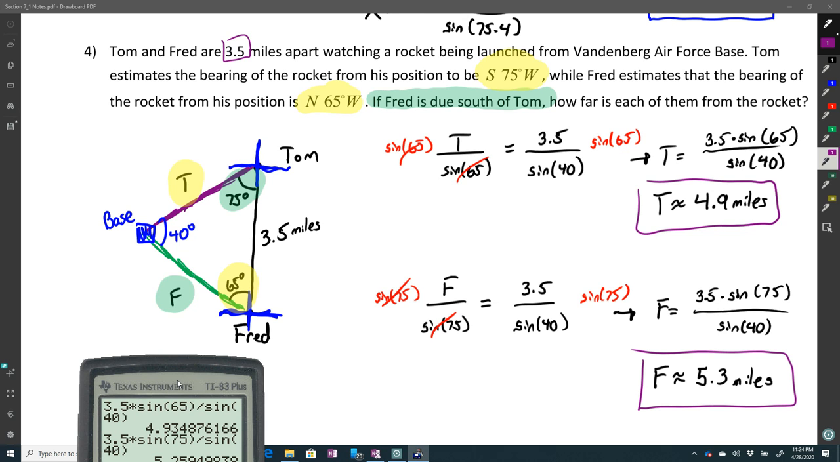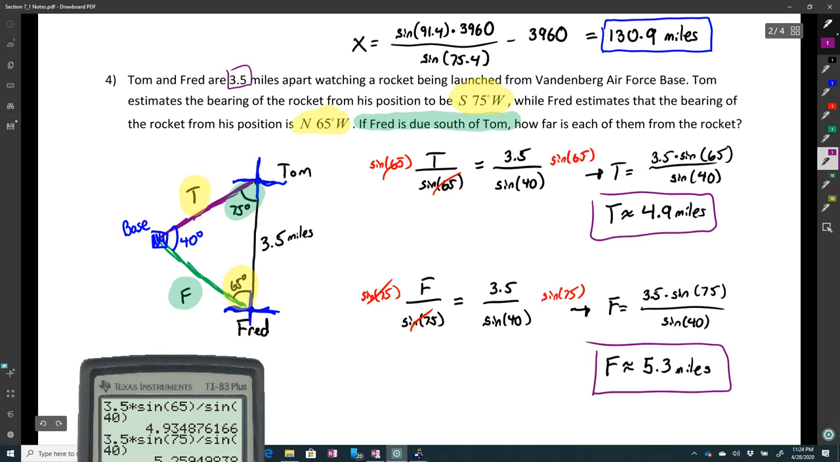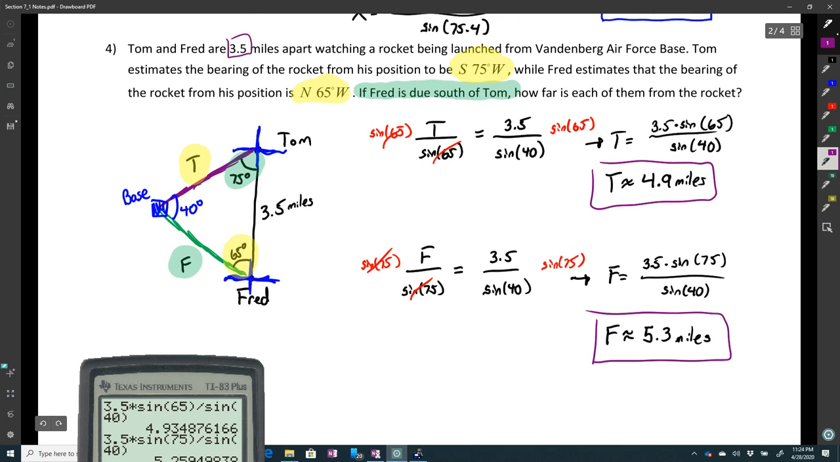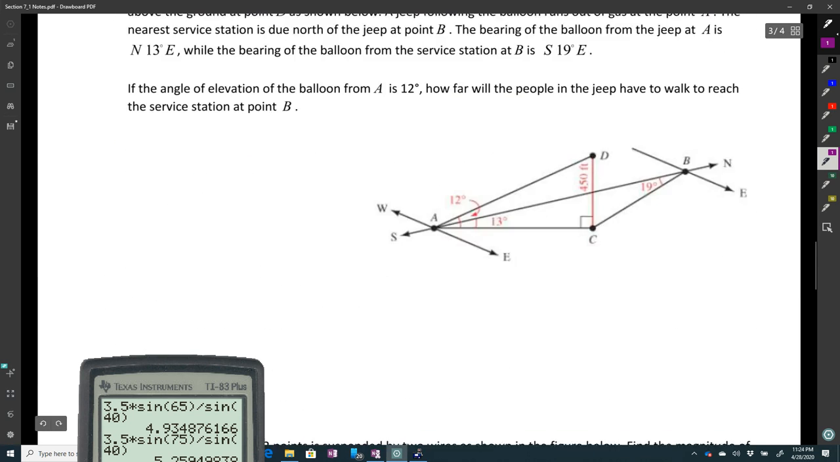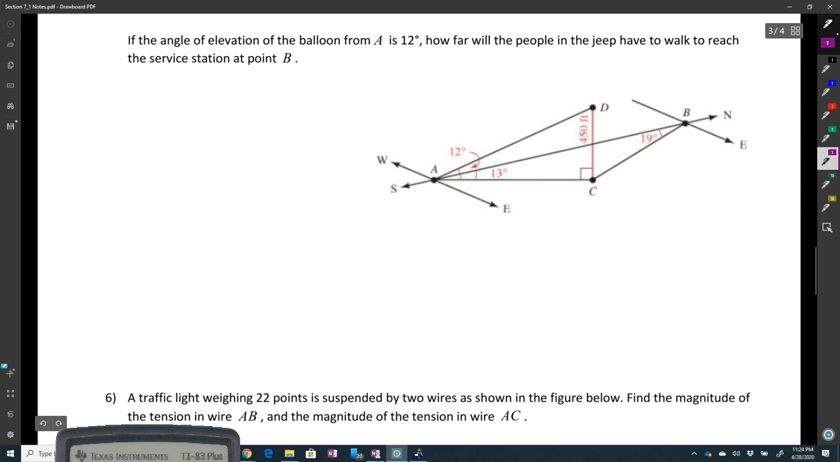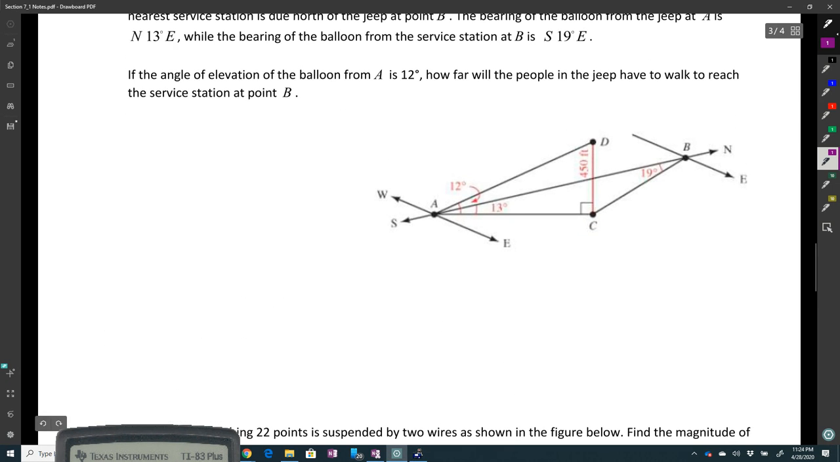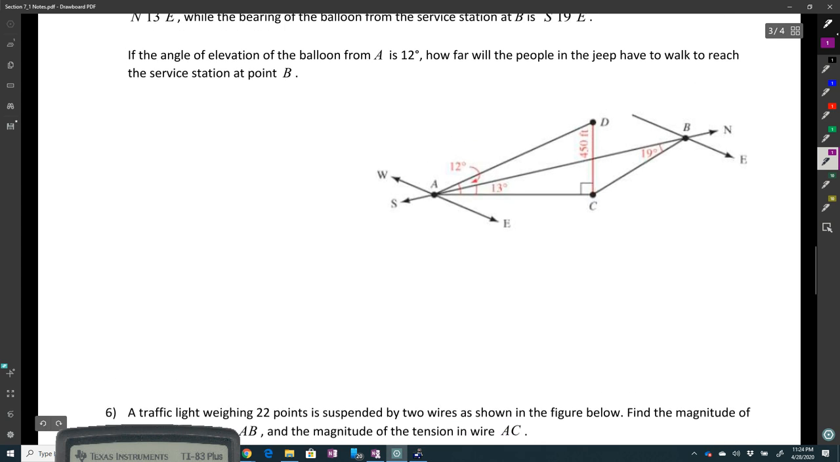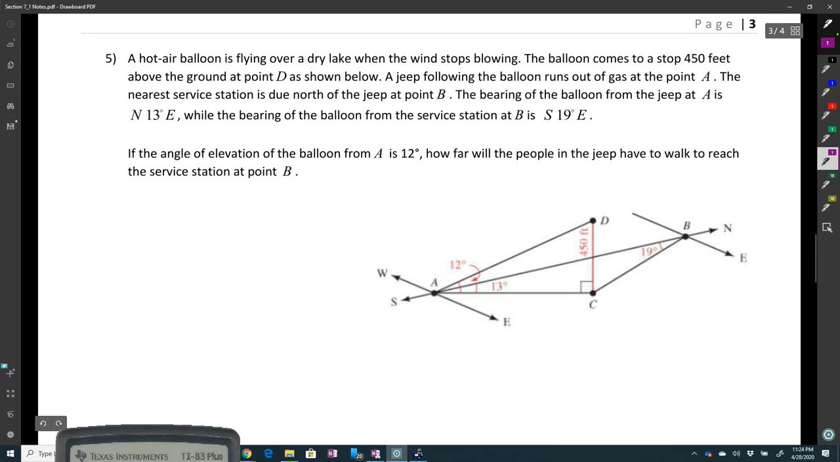All right, so that's that problem. Now we go to one that's a little bit more complicated. It's not too bad. It's just kind of wiggy the way the picture is drawn. It says a hot air balloon is flying over a dry lake when the wind stopped blowing. Okay. The balloon comes to a stop 450 feet above the ground.